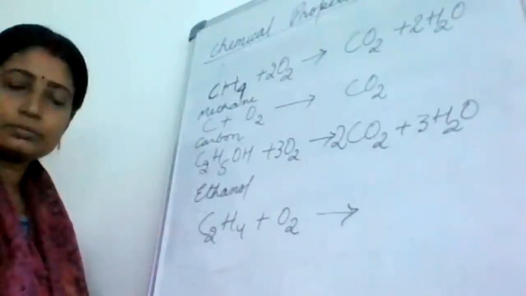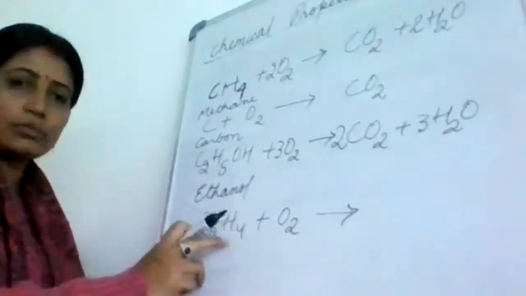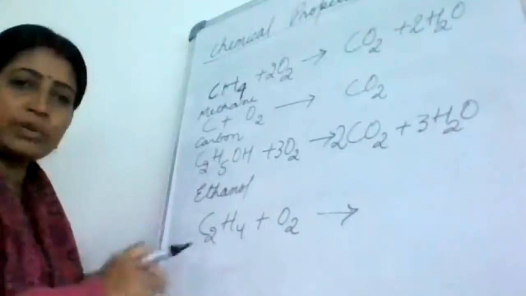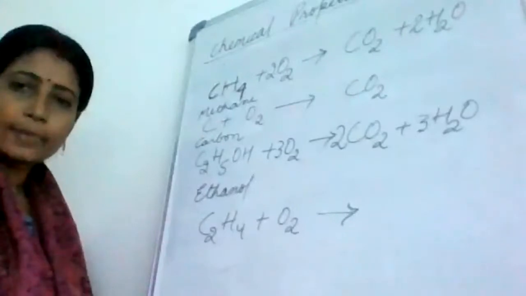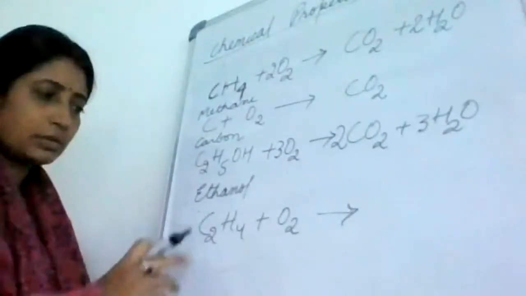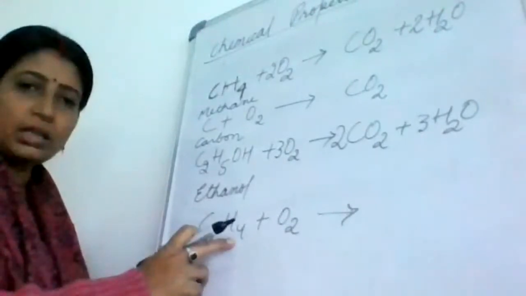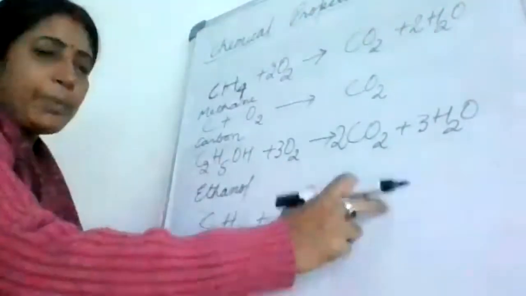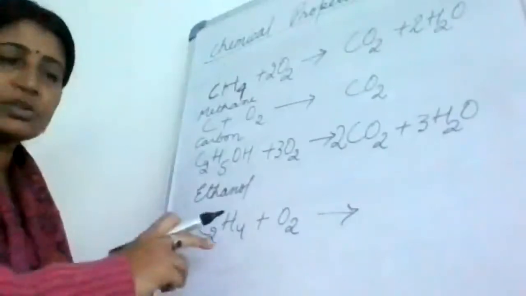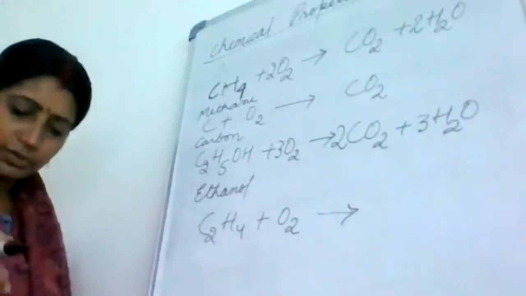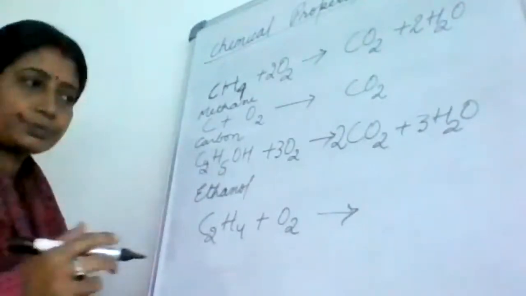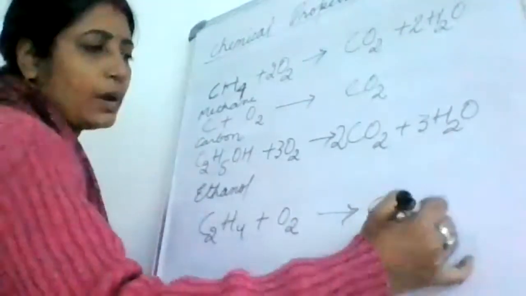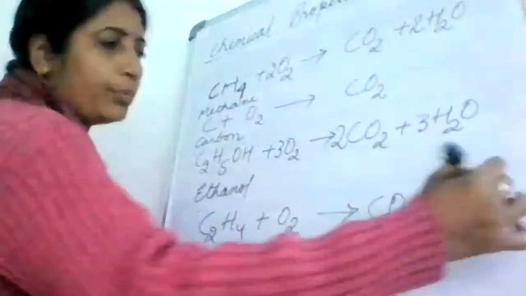Okay. Next question. What is this compound? Name of this compound? Ethene. This is ethene. When combustion of ethene takes place, then what product will be formed? CO2 plus H2O will be formed.